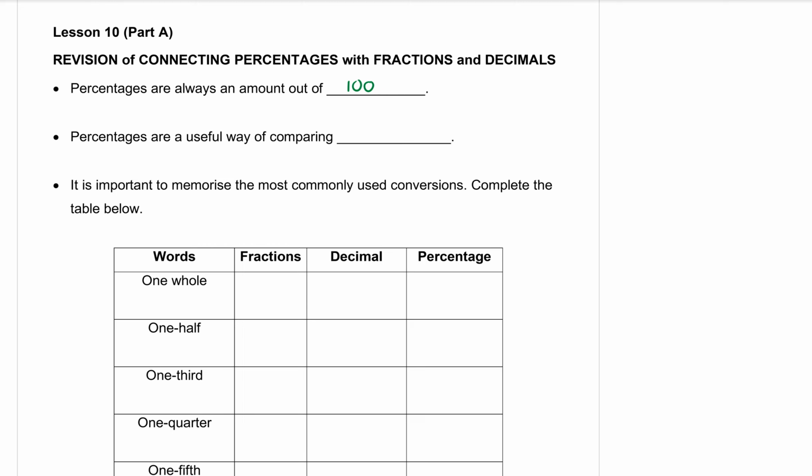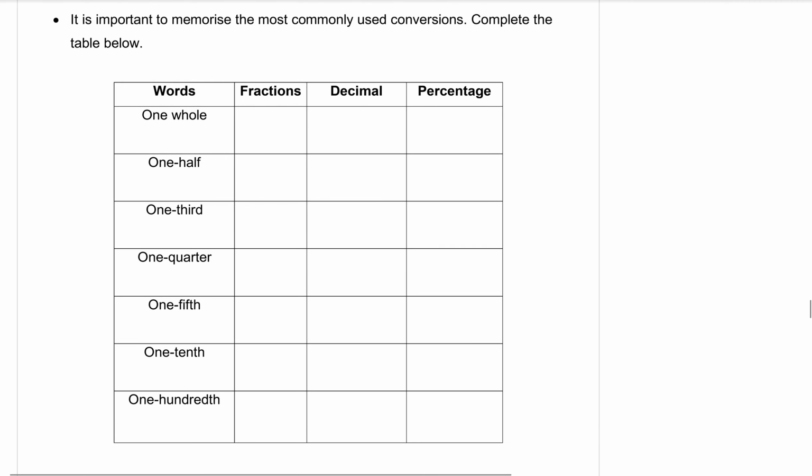Percentages are a useful way of comparing results. So we often give you a percentage on your test. When you look on Sentral and you see your marks, they're always percentages because not all tests are out of the same amount. So the percentage helps us to compare how you're going across topics. It is important to memorize the most commonly used conversions, and we're going to fill in this table below of some of the ones that you might be more familiar with, but then I'm going to show you how I actually convert them.